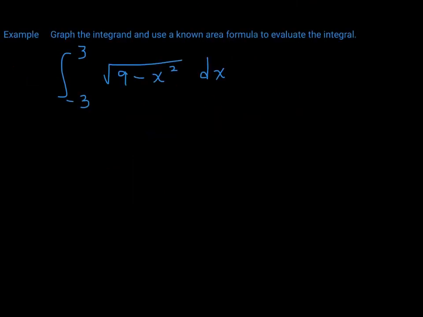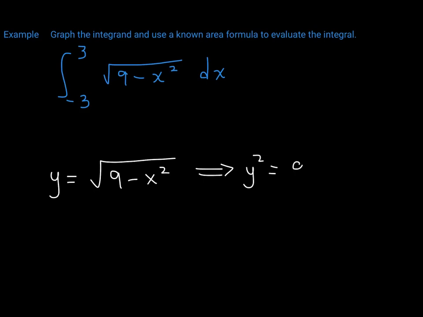Okay, check out this example. We want to graph this integrand, the square root of 9 minus x squared, and then we're going to use a known area formula to evaluate the integral. All right, so let's graph this. What is this equal to? Well, consider y equal to the square root of 9 minus x squared. That's equivalent to y squared is equal to 9 minus x squared, which is equivalent to x squared plus y squared is equal to 9.